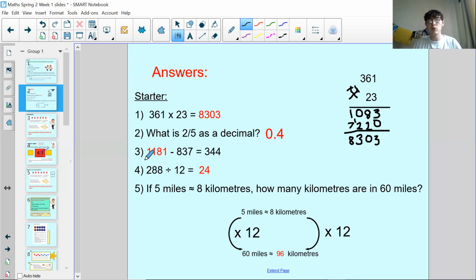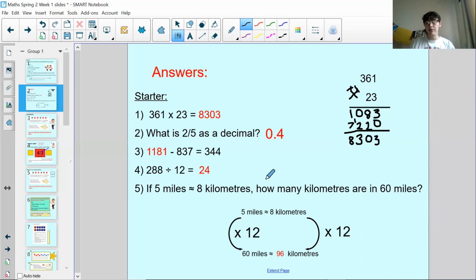Number 3, the answer was 1,181 minus 837 equals 344. That was the inverse, as we know. Number 4, 288 divided by 12 is 24. One way you could have looked at this is by knowing that 12 times 12 is 144, which is half of 288, so we would just double it, giving us 24. Or you could have done your bus stop method. Well done if you got that.